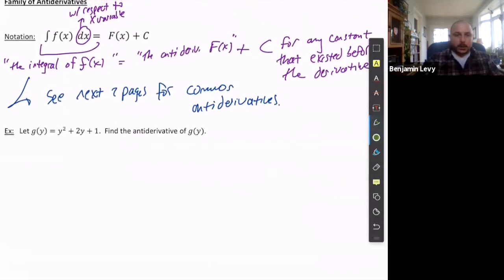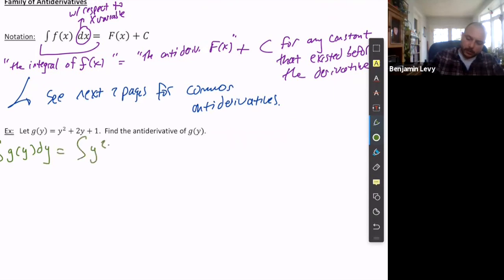So let's integrate g of y dy and start using that notation. Squiggly s thing means integrate. Dy means y is the variable we're going to use, right? And so this becomes this. Okay. And we're going to use those three things I just talked about.